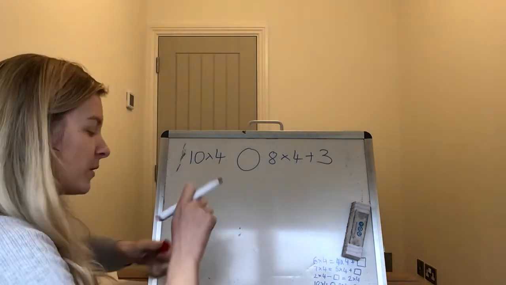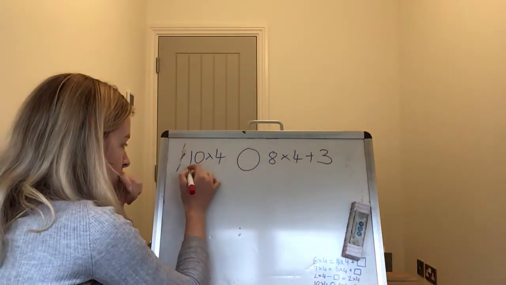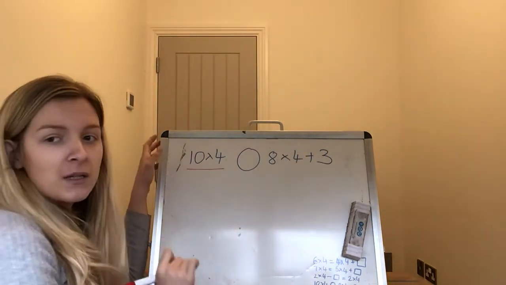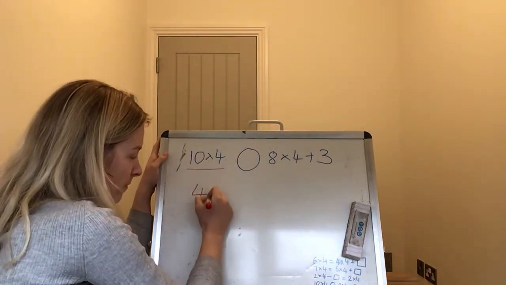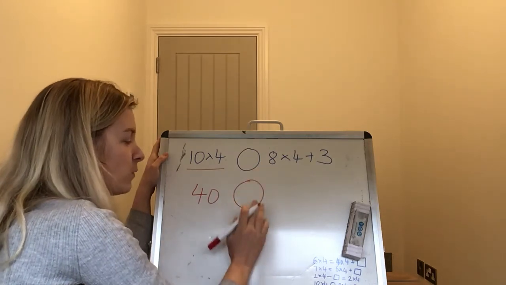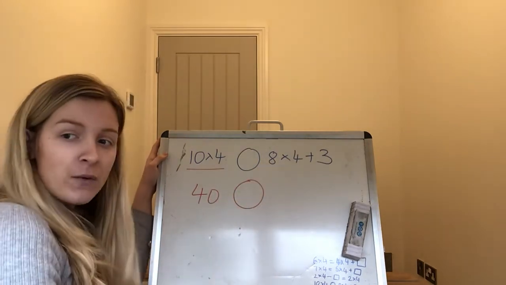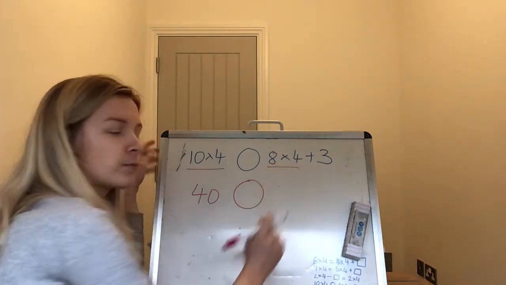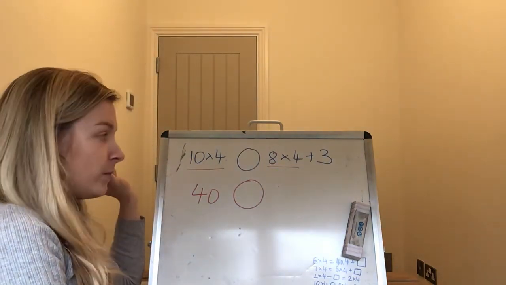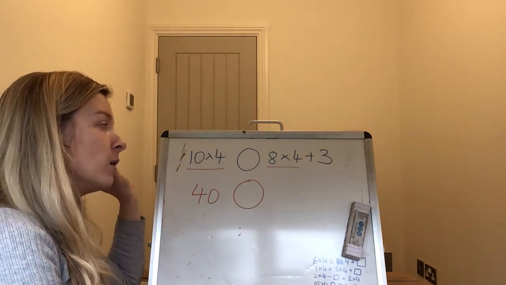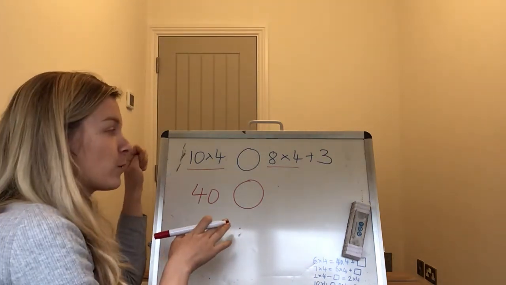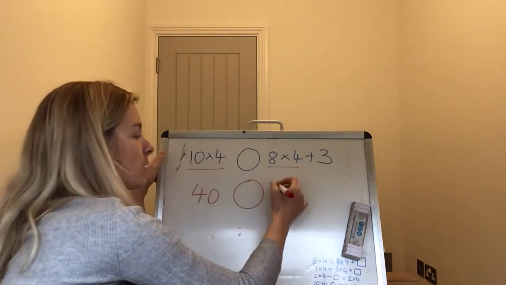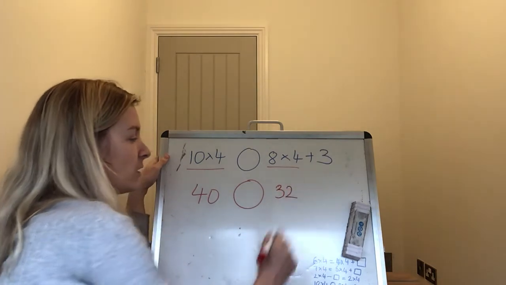So, we come on this side. 10 times 4. We know that. We know our 10 times tables, it's 40. Okay, then we have this circle in the middle, ready for our inequality symbol, but we're not ready for that yet. Then 8 times 4. If you know what 5 times 4 is, you should be able to work it out. 8 times 4, counting in 4s 8 times, you should find is 32.